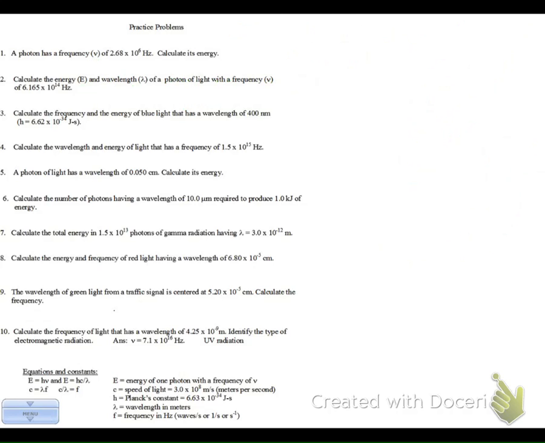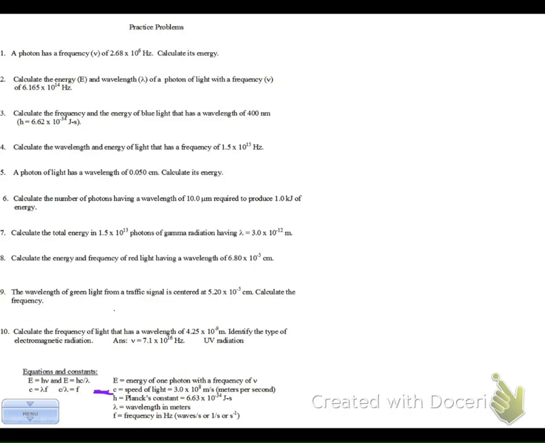Okay, on problem number 3, we're going to calculate the frequency and then the energy of blue light that has a wavelength of 400 nanometers. Before I get started on this problem, look at the units we're dealing with. Let's go down to the bottom of the page. Look at C. C is in meters per second, and our Planck's constant energies are in joules, which are also made up of meters.